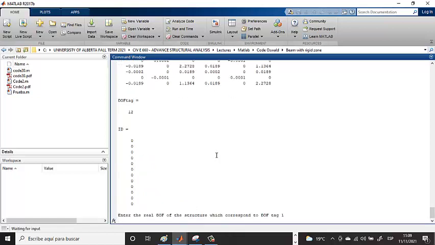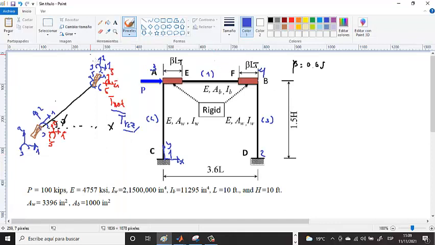Okay, so enter the real degree of freedom of the structure, which corresponds to the degree of freedom tag. We are saying the degree of freedom tag because we are using the ID approach, considering 3 degrees of freedom per node, right? So I am drawing the degree of freedom tag for each node, and then 9, in this case will be 10, 11, 12. These are all the degrees of freedom for the structure.